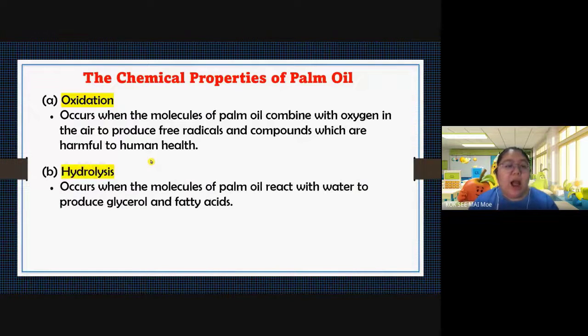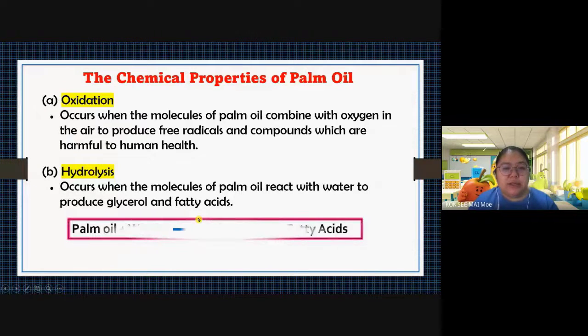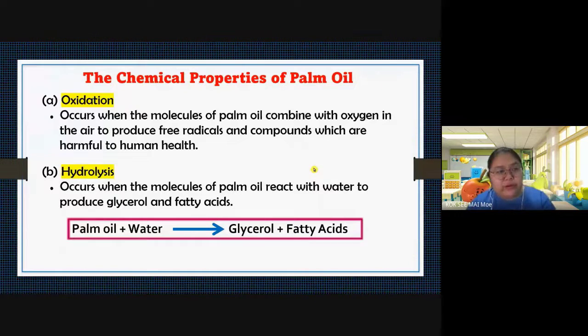Okay, B, hydrolysis. Hydro means water. It occurs when the molecules of the palm oil react with water to produce glycerol and fatty acid. So the equation is: palm oil joins with water, and they produce glycerol and fatty acid. Actually, we do not need to know how to apply all this.